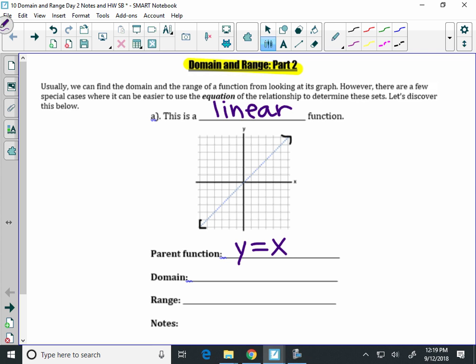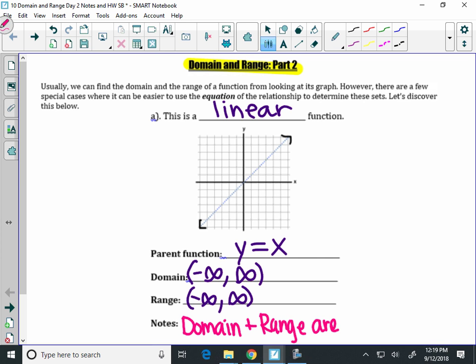What would you say is the domain of this line? Negative infinity to infinity. I'll just use interval notation here. My graph goes left forever, it goes right forever. What about my range? Yeah, negative infinity to positive infinity. Both domain and range are all real numbers. That's going to be the note that we write underneath. Domain and range are all real numbers.